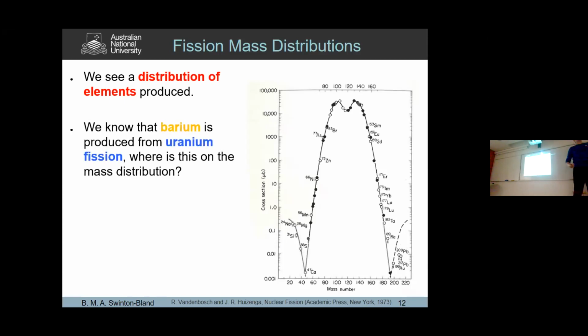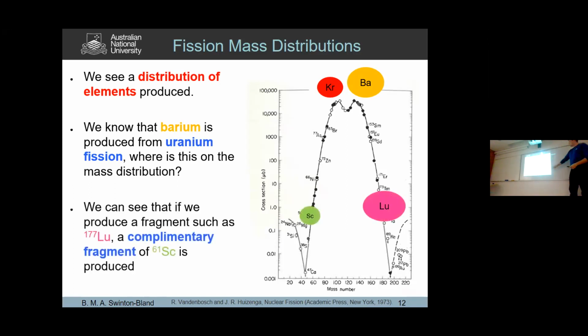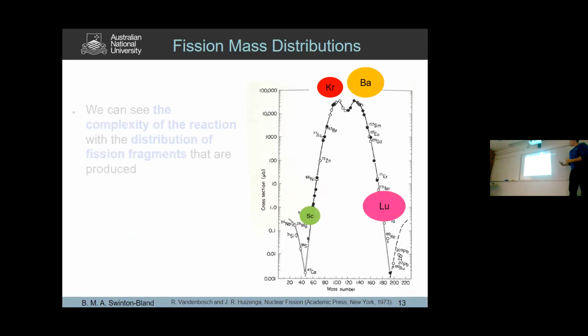But where would barium and krypton come in? Well, on the mass distribution, they come here. They relate to the peaks of the mass distribution. And for example, if we move further away into a slightly more mass-asymmetric region, we see, say, if we make a lutetium nucleus, we then also make a complementary nucleus of scandium as well. Great. So that's plenty of information that we can get.